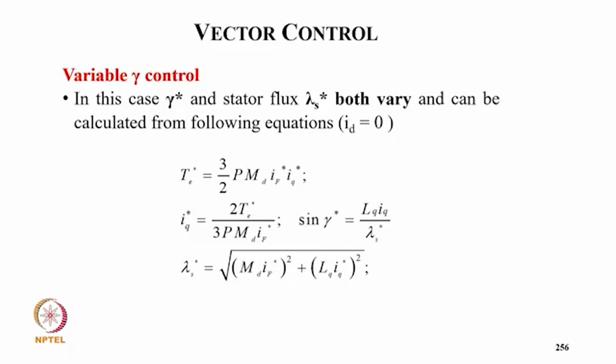So now coming to this case of variable gamma control, gamma star and the stator flux lambda S star both vary and can be calculated from the following equations, keeping ID equal to 0. T star equal to 3 by 2 P MD IF IQ star, so IQ star equal to 2 T star upon 3 P MD IF star, and sin gamma star equal to LQ IQ star upon lambda S star, and lambda S star equal to under root MD IF star square plus LQ IQ star square.